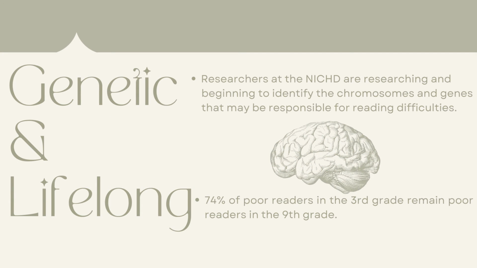The genetics of dyslexia. Researchers at the NICHD are researching and beginning to identify the chromosomes and genes that may be responsible for reading difficulties. It is also lifelong. 74% of poor readers in the 3rd grade remain poor readers into 9th and sometimes even into adulthood. This research has been peer-reviewed and repeated in multiple studies, providing scientific-based evidence that dyslexia is neurobiological.